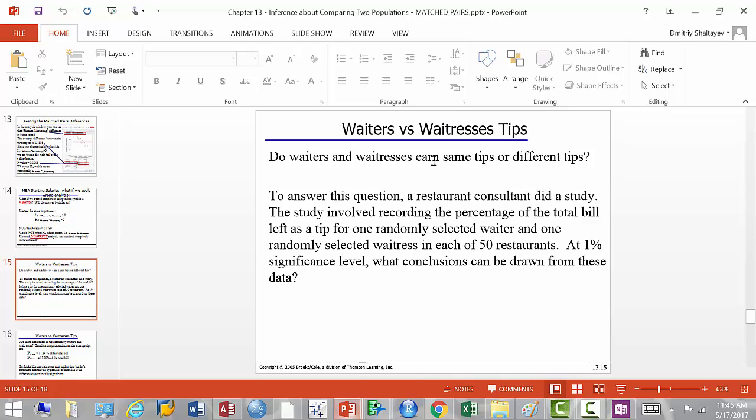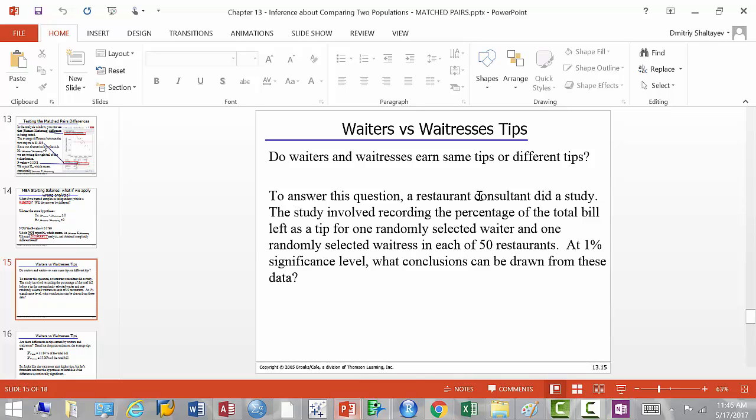Do they earn the same tips or different tips? So we're not going to say males earn less or males earn more. That's not what we're going to study. We're just going to study, is there a difference between them or is there not a difference? They earn the same amount, okay? So at 1% level, make a conclusion. But let's first read how the data was collected.